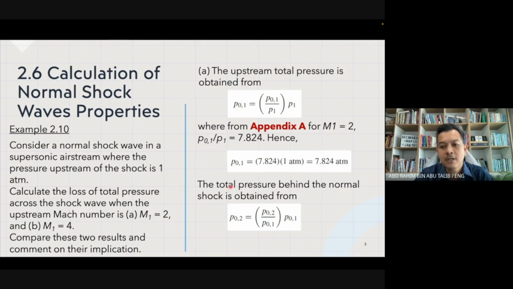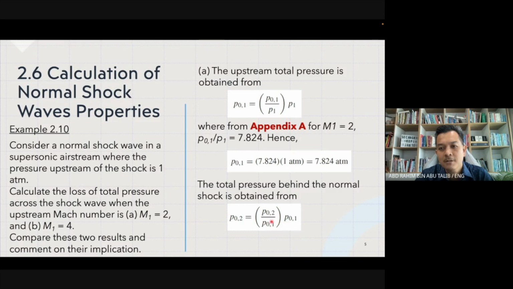So the total pressure behind the normal shock is obtained from this expression. Okay, you have to look carefully here. This is P01 over P1 times P1, and then this is behind the normal shock. We can then get the total pressure P02, which is equal to P02 over P01 times P01.